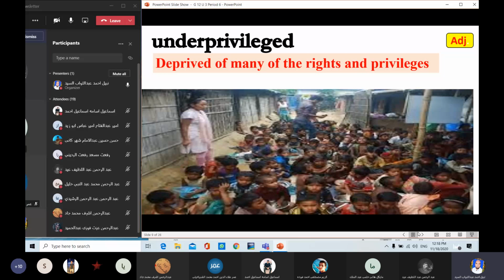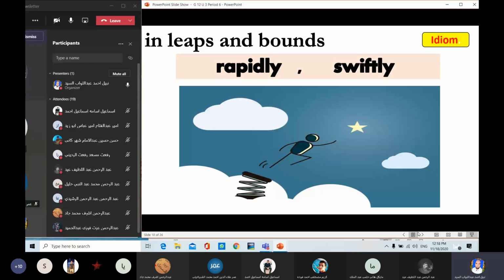Leaps and bounds. It's an idiom, and it means rapidly, swiftly, quickly. Her French language has improved in leaps and bounds this year. In leaps and bounds means rapidly, quickly.